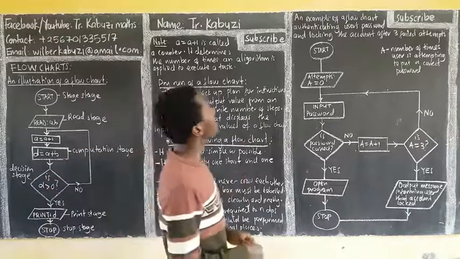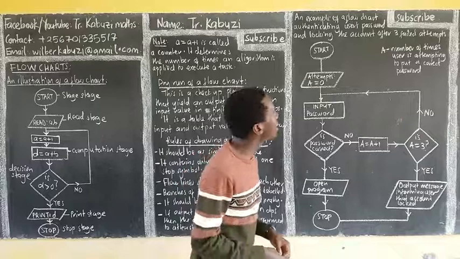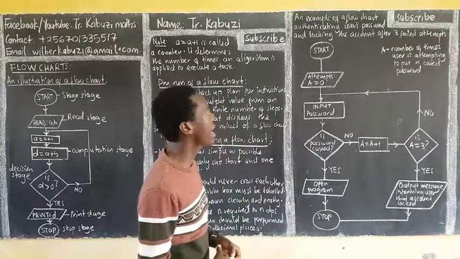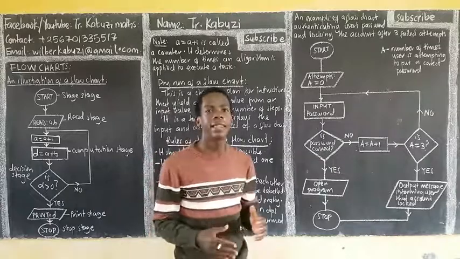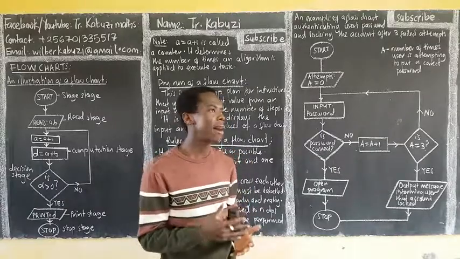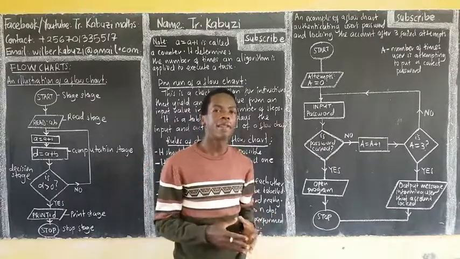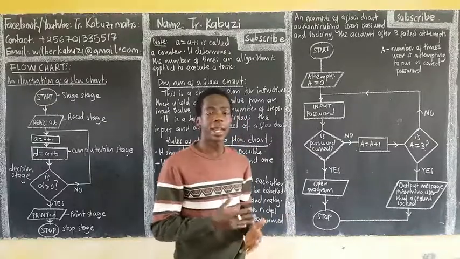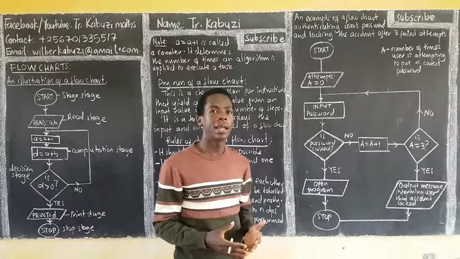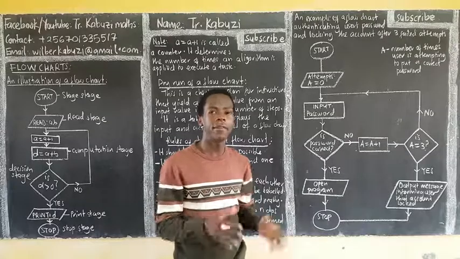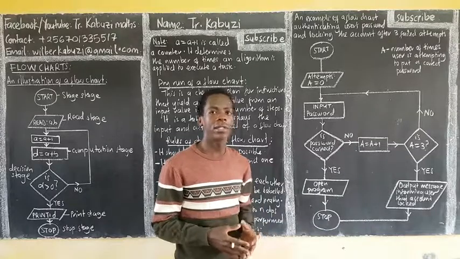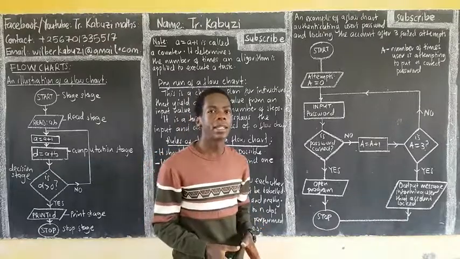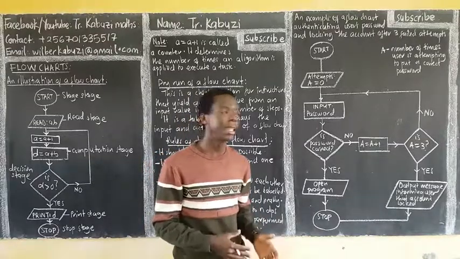So an example of a flowchart: authenticating users' password and locking the account after 3 failed attempts. Now, I think most people who have smartphones, even a small phone or a computer, have seen that when you put in a certain password into that computer, after some attempts it fails. It says account locked, try after some seconds, and some lock it completely, depending on the program which was put in that computer.